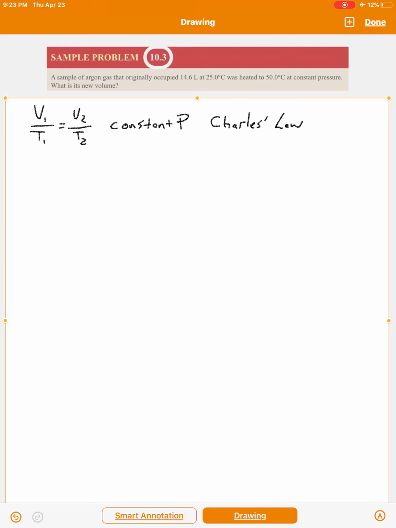Charles's law says that the volume of a gas divided by its absolute temperature is constant. So the volume at one temperature, that ratio has got to be equal to the volume divided by the new temperature. Those ratios are equal to each other, as long as the pressure is constant. And it says in here the pressure is constant. Now, there's one caveat to this. This has to be at absolute temperature.